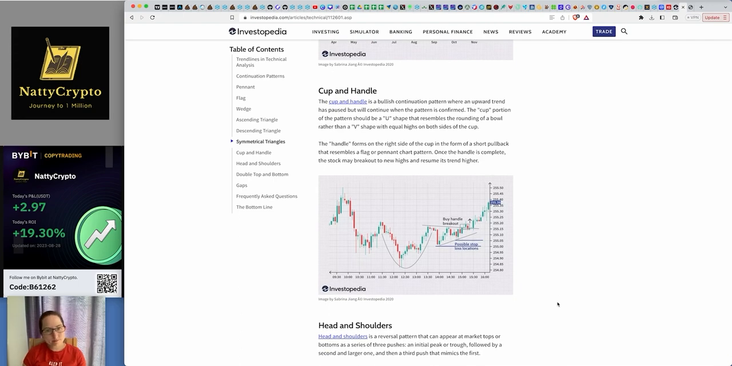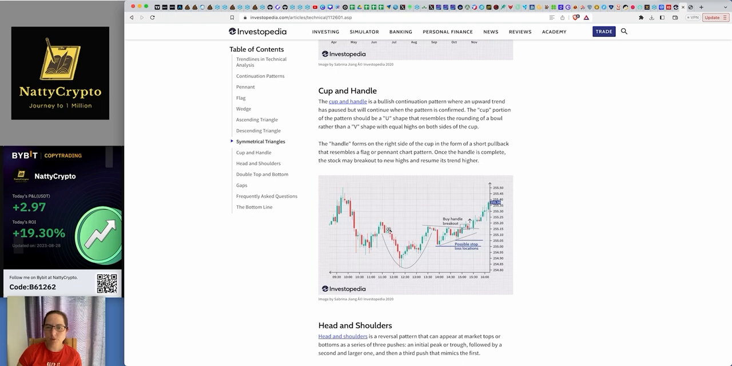Cup and handle. So like I said, I like pennants, I like flags, cup and handles, and I love head and shoulders. They're the easiest ones to read. So cup and handle is a bullish continuation pattern where an upper trend has paused but will continue when the pattern is formed, the cup. The cup portion of the pattern should be a U-shape that resembles the rounding of a bowl rather than a V-shape, with equal highs on both sides of the cup. Does that make sense? Yep.